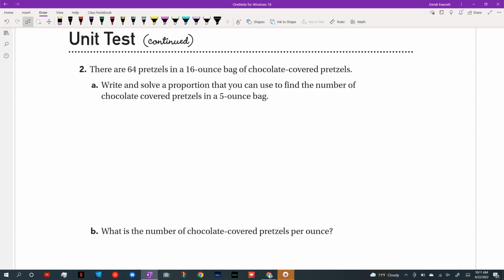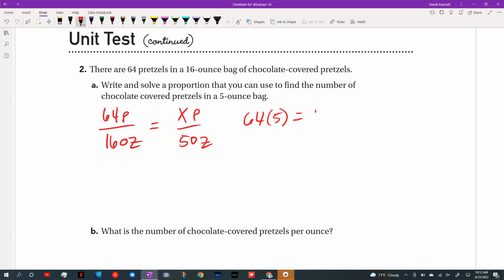There are 64 pretzels in a 16-ounce bag, so they all come from that proportion. So number 1, you had to set up a proportion. 64 pretzels in a 16-ounce bag, that's 1 ratio. That's equal to how many pretzels in a 5-ounce bag? So that was a point right there, coming up with that proportion. And then the rest of it was solving. That's where you would cross multiply. 64 times 5 is equal to 16 times x. Then solve for x, and you have 20 pretzels.